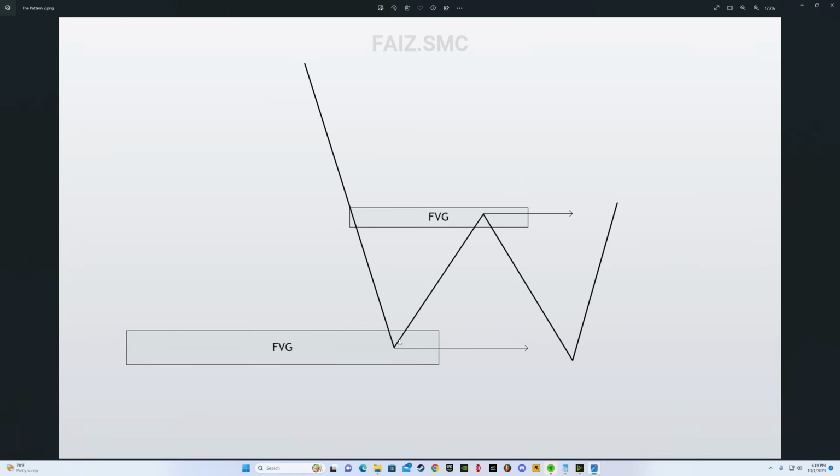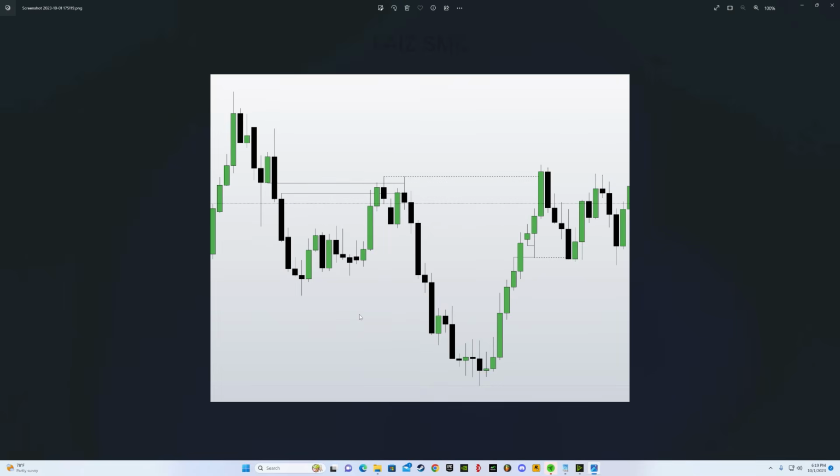It's going to move from the low that was formed inside the fair value gap to the high that was formed inside the fair value gap, or the high formed inside the fair value gap to the low formed inside the fair value gap. Okay, so let me give you guys a couple of examples.